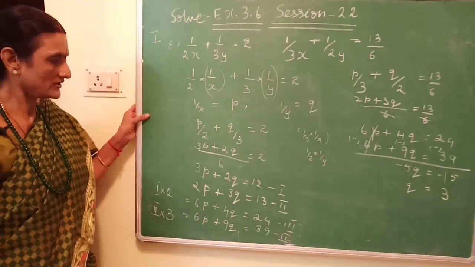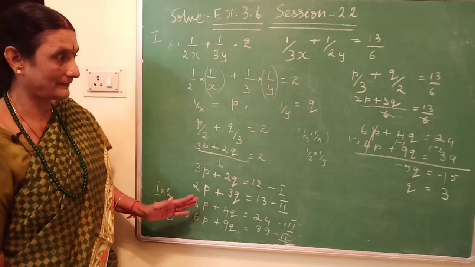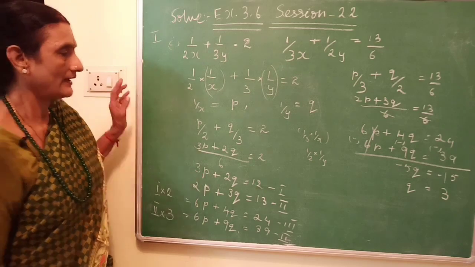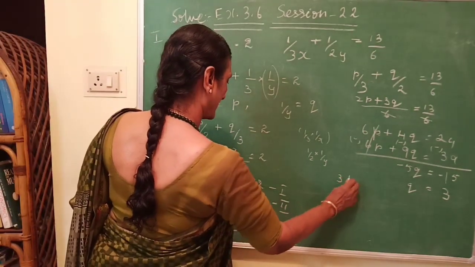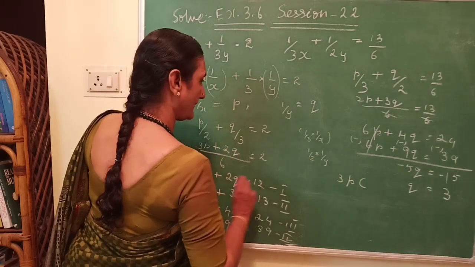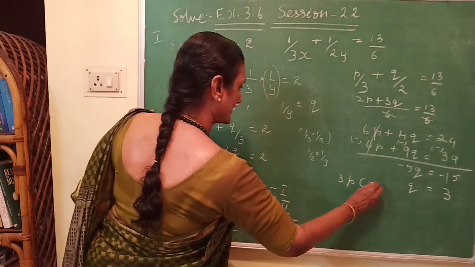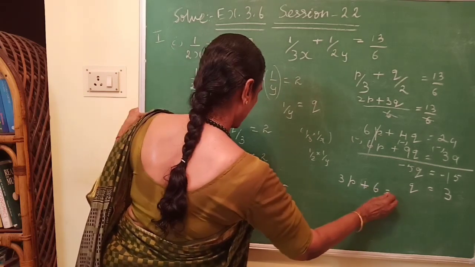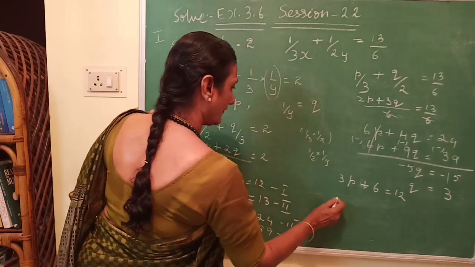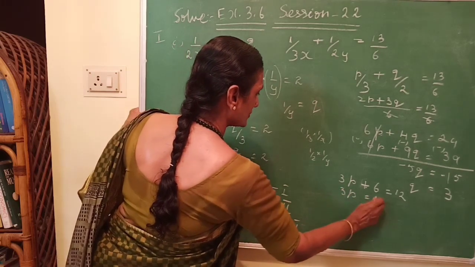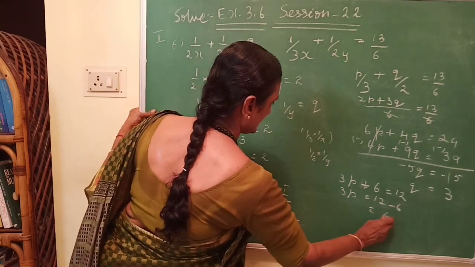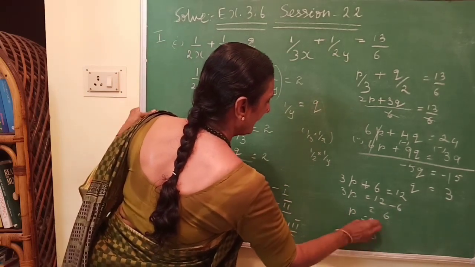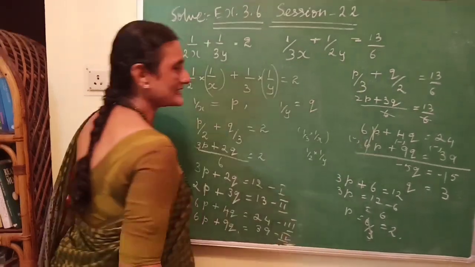So what is the value of q? It is 3. So I am going to substitute q's value in any of these equations so that I will get the value of p. First equation, let me substitute. 3p plus 2q is equal to 6. 3p plus 2 times 3 is equal to 6, which is 3p plus 6 equal to 12. Therefore, 3p is equal to 12 minus 6, which is equal to 6. Therefore, p is equal to 6 by 3, that is 2. The sum is not over.